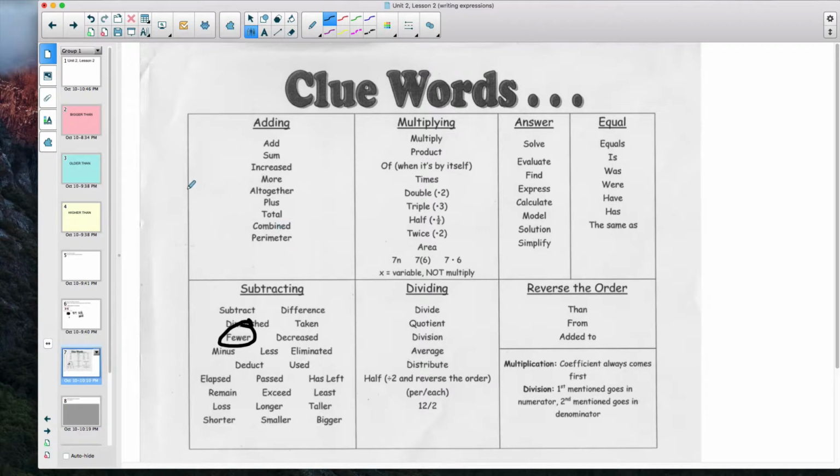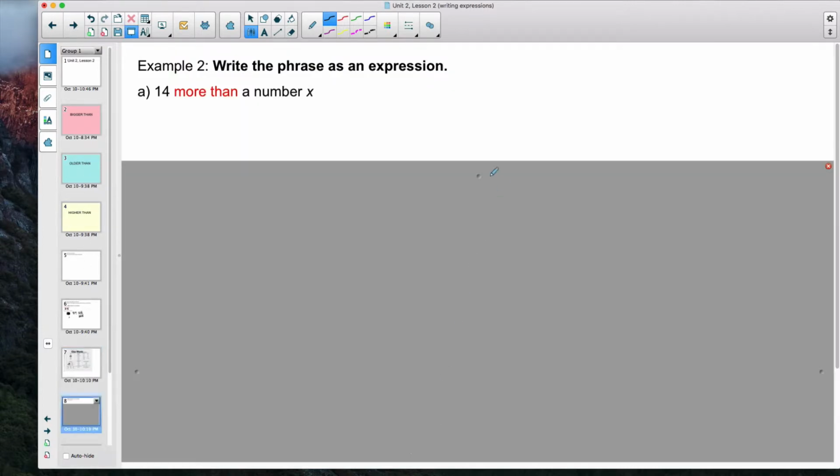All right, more than. That's telling me I'm going to be adding. So 14 more than a number, which we're representing with the variable x. So 14 plus x. There we go.